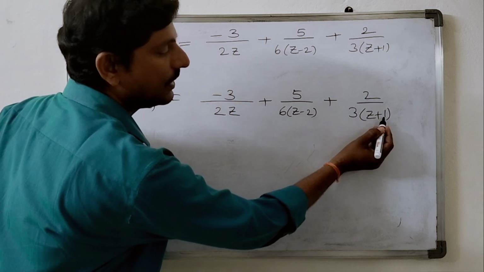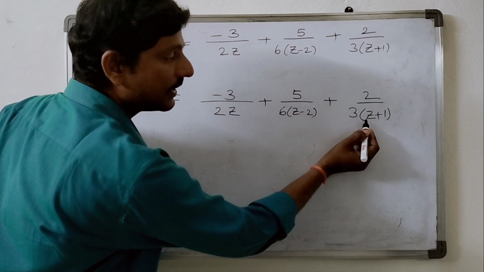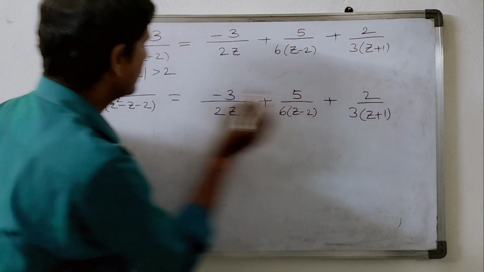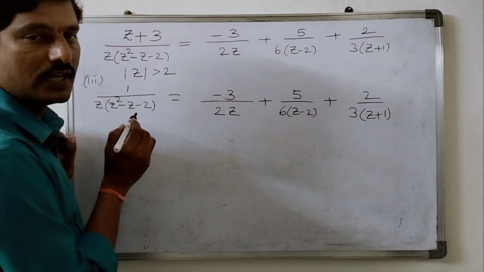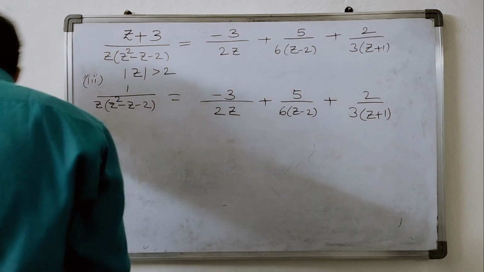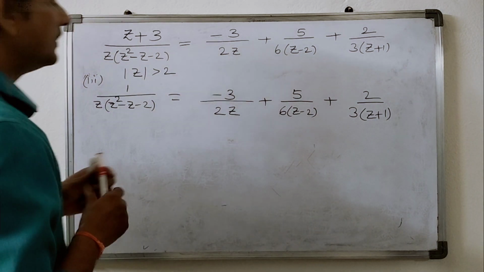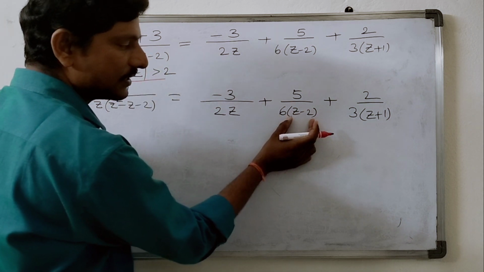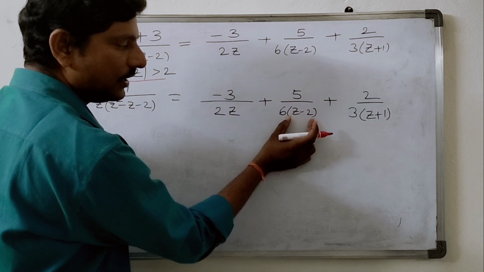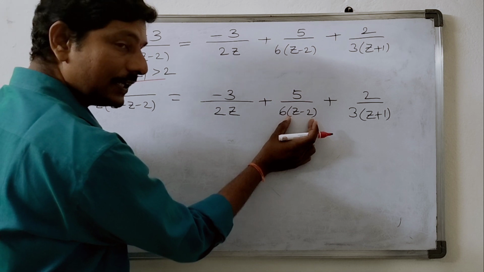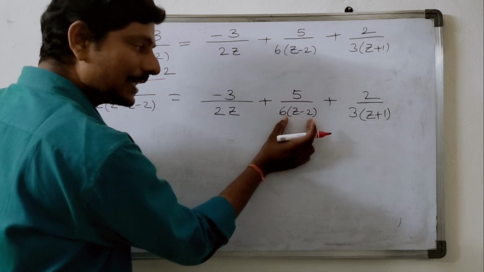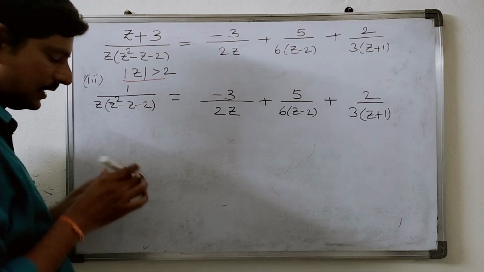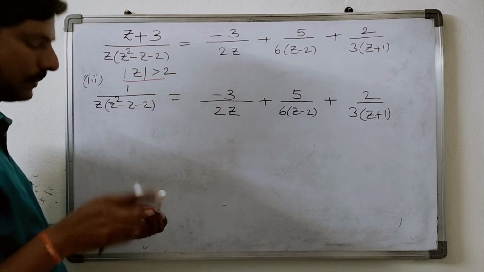Here what is the number? 1. Which is greater when comparing z and 1? Obviously z, because in the region modulus of z is greater than 2. So always you have to observe the region. Observing the region, you have to compare the constant and z term in the expansion. So which one is greater? You have to take that term common. That is the most important thing in Laurent's series expansion.